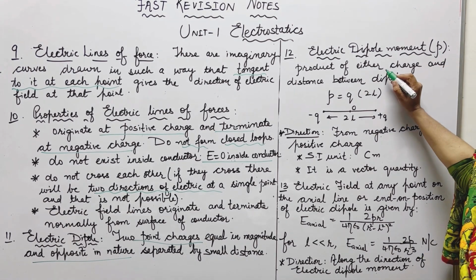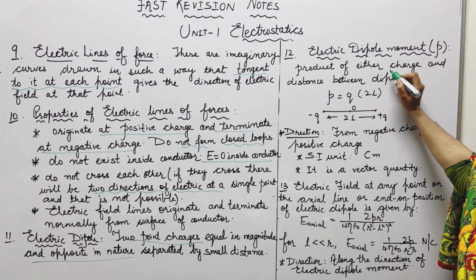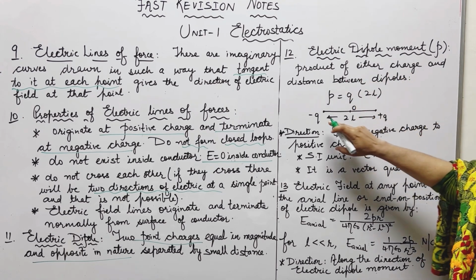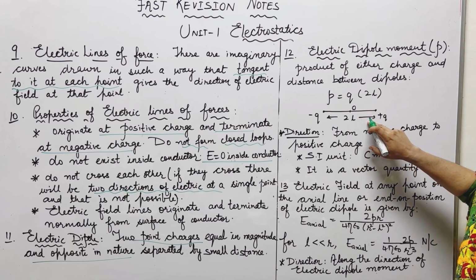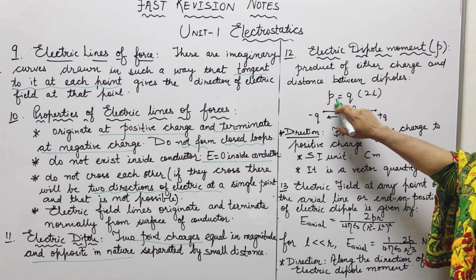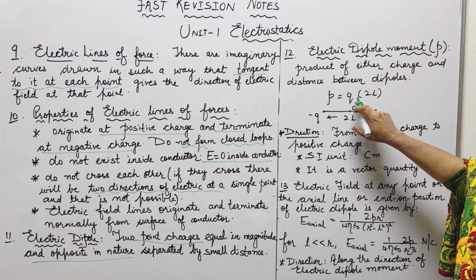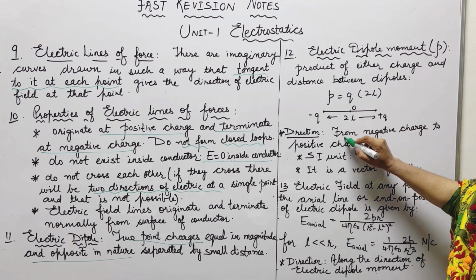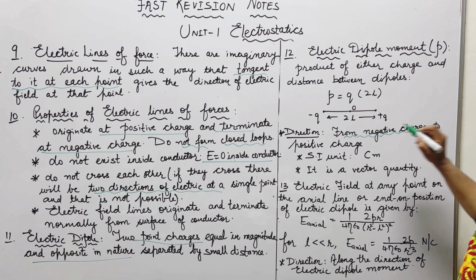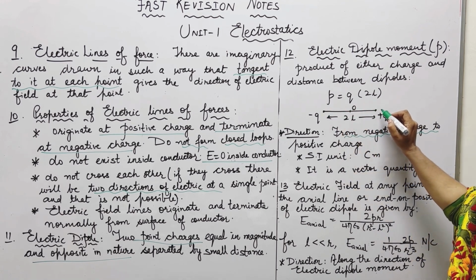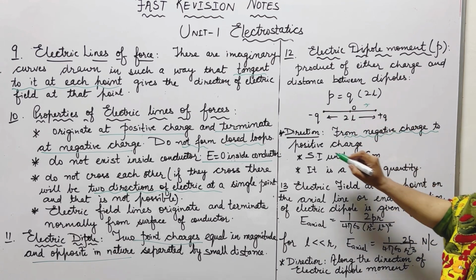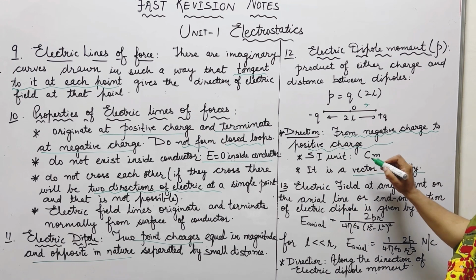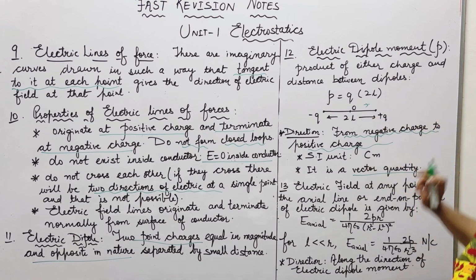It is the product of either of the charges. Dipole is having two charges, either of the charges it is taking, and the distance between them. Minus q and plus q charge separated by 2l distance. So electric dipole moment is given by the product of any of the charge q and the distance between them. The direction of the electric dipole moment is from negative towards the positive in this direction. Since the direction is specified, it is a vector quantity, and the unit is coulomb meter.